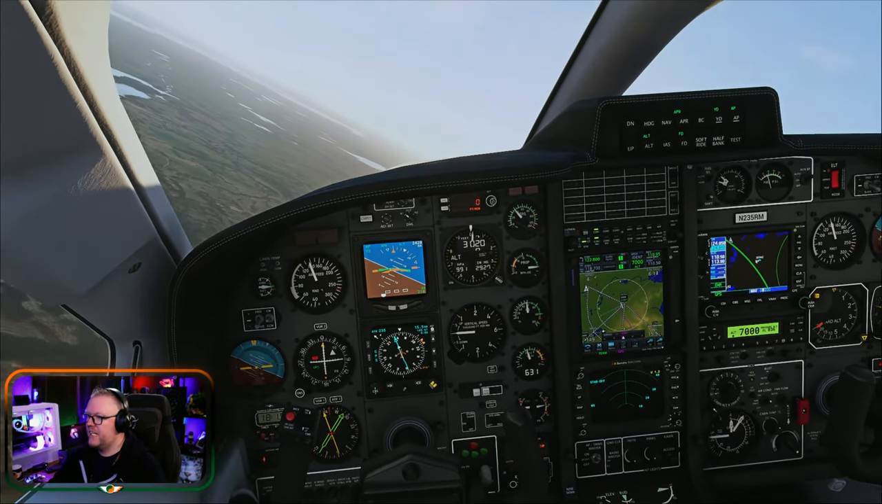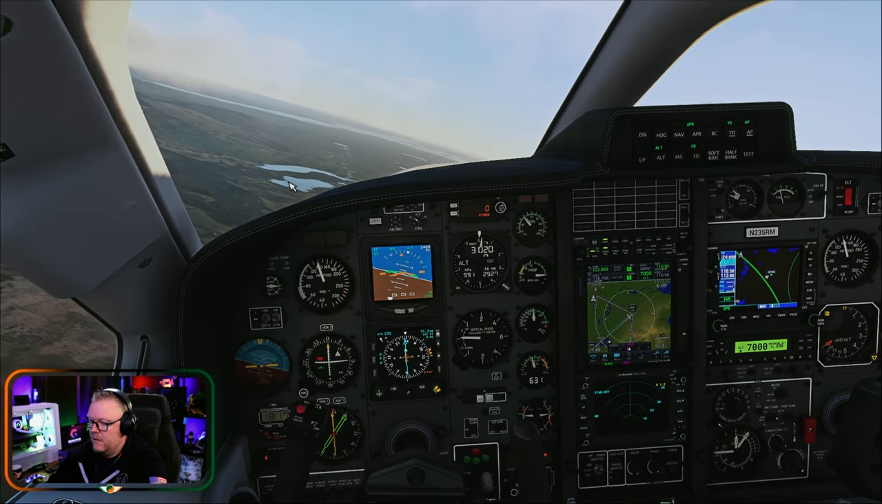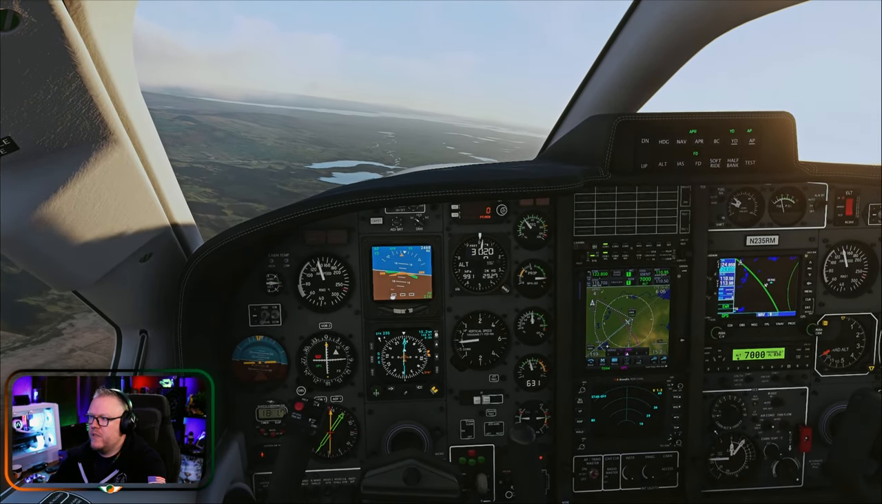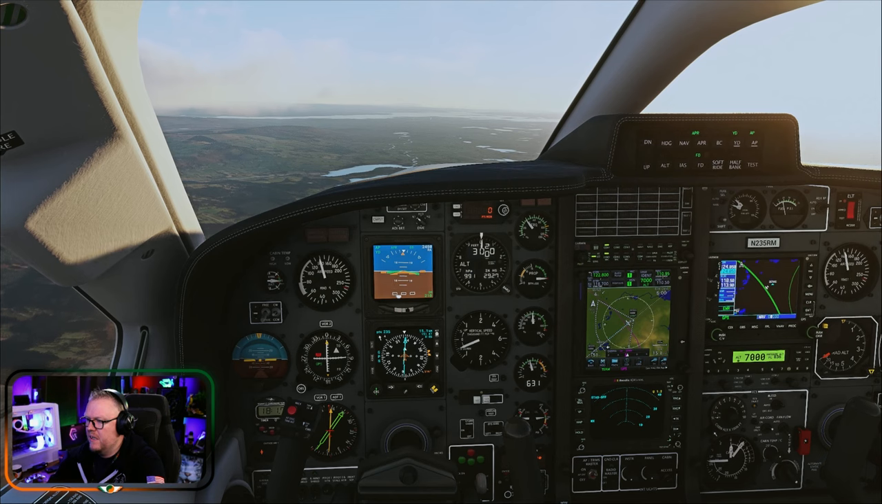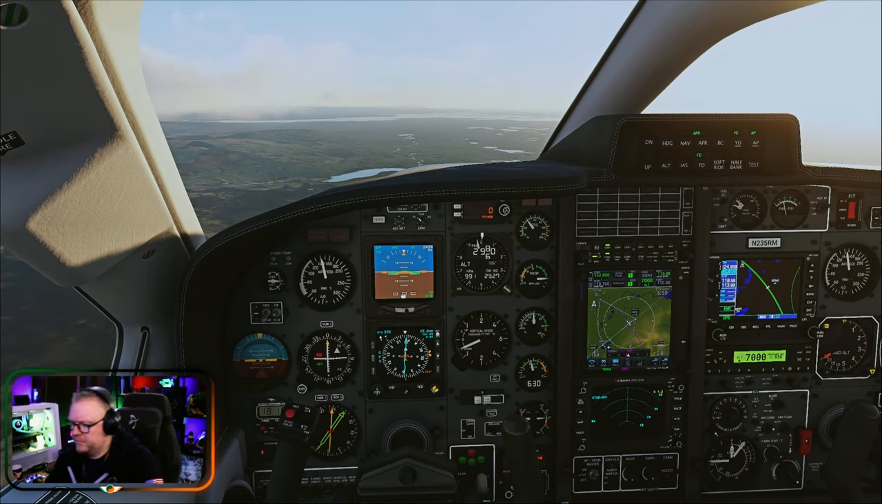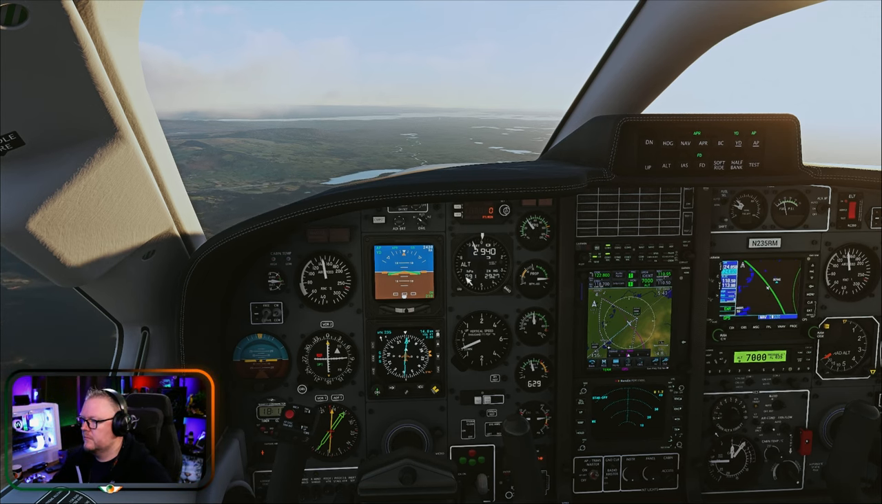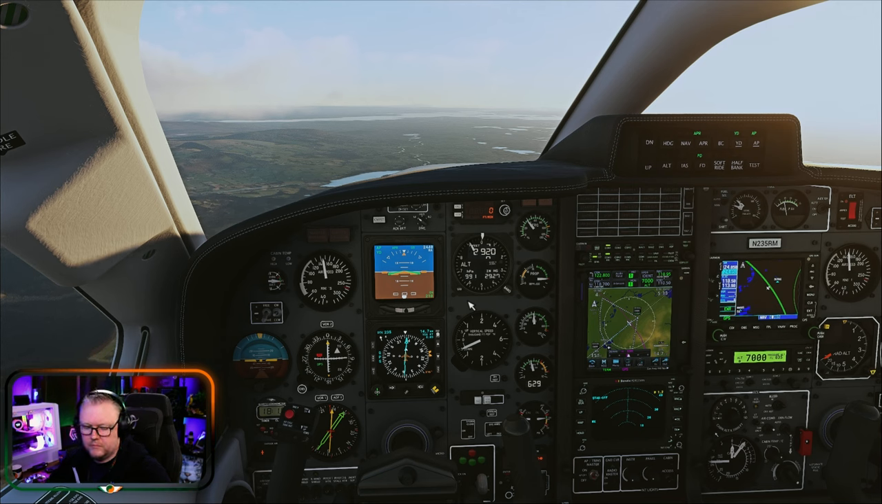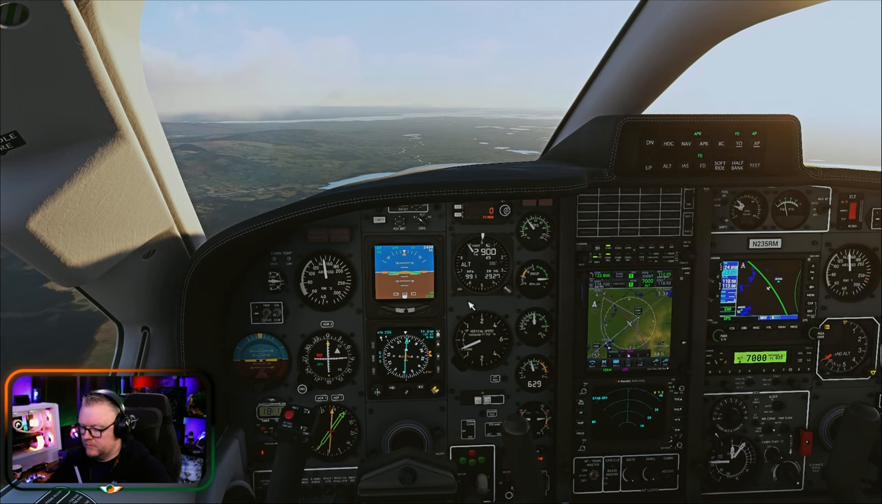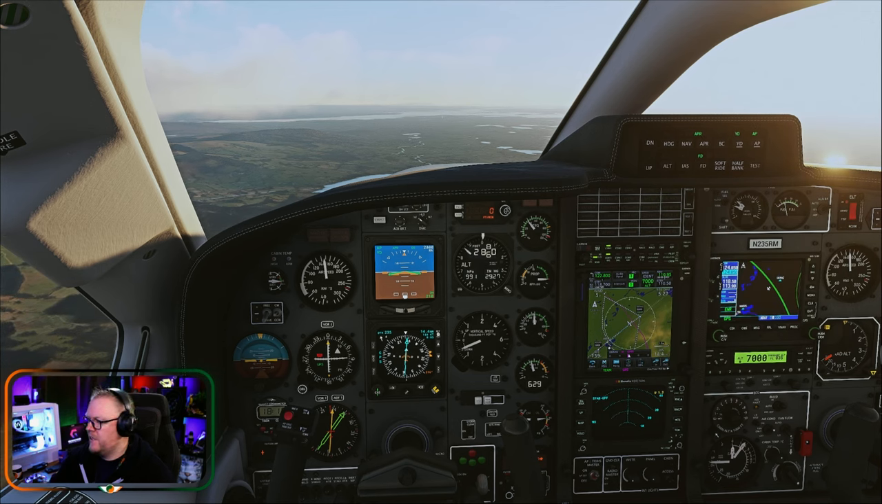So now we're going to talk to Shannon again. Shannon Tower, Firefly 235, established on the localizer at 15 nautical miles. Firefly 235, Shannon Tower. Winds 010 at 3, runway 24, clear to land. Clear to land, runway 24, Firefly 235.